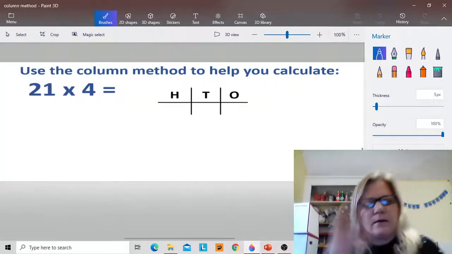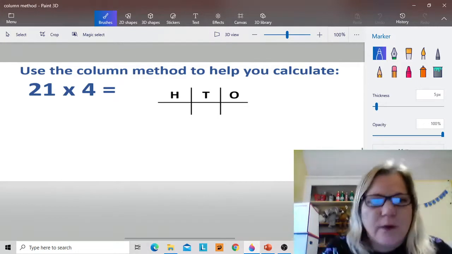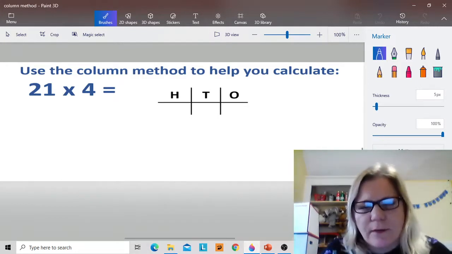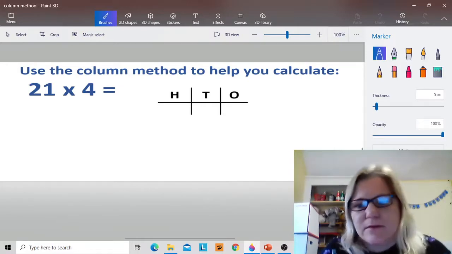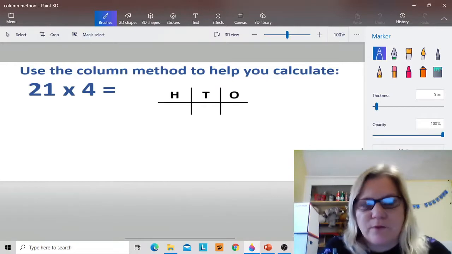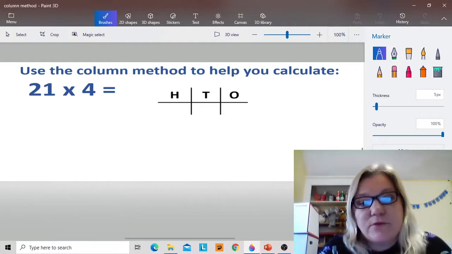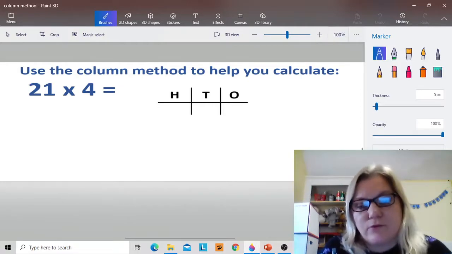Now, we're going to move on to using the column method to help us to calculate a multiplication question. Now, we need to really understand what we're doing here, because the column method is a really, really useful way of multiplying numbers together really efficiently, really quickly, okay? But there are some rules that we really need to remember, and they are super important. So if you need to pause the video at any time to write down those rules so that you can remember them, that might be a good thing to do.